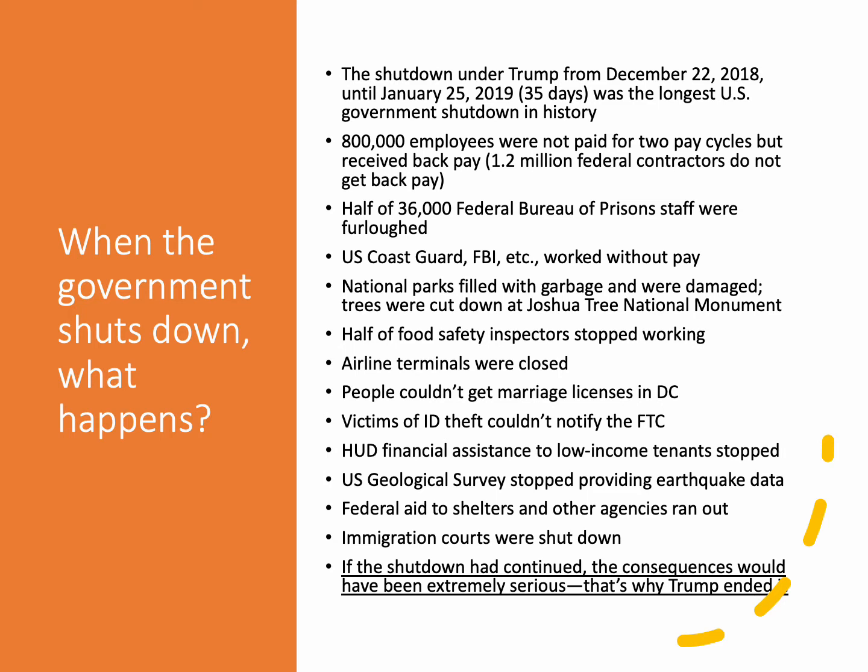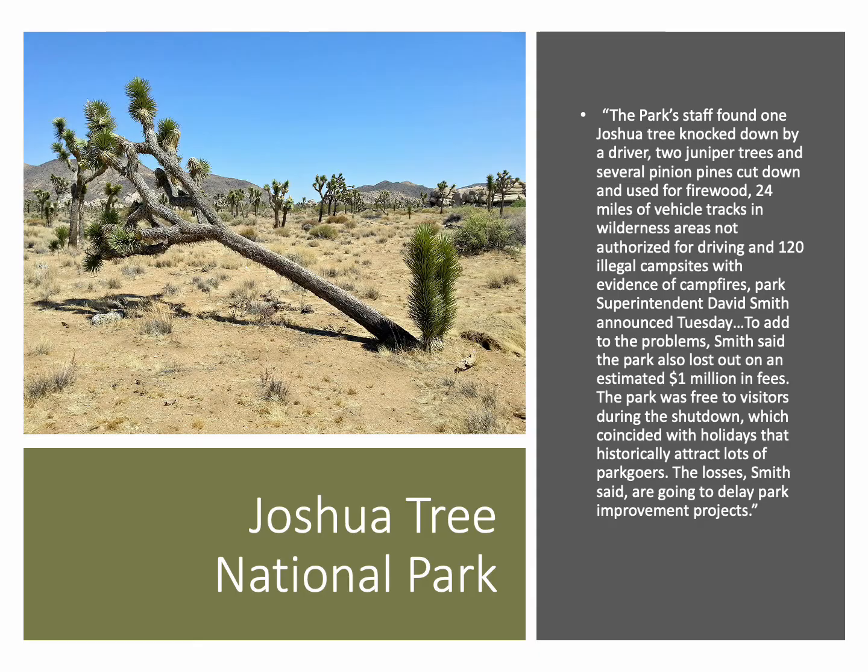If the shutdown had continued, the consequences would have been disastrous for people in this country. And that is why Trump backed down and signed the budget and let the government go forward, even though he didn't get the money he wanted for his border wall. He could not keep it up because even he, with his hatred of government, even he realized that disasters were occurring all over the country because he had shut down the government.